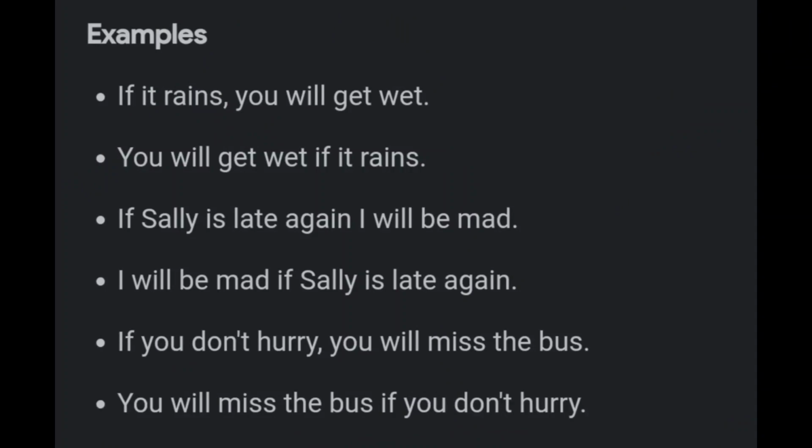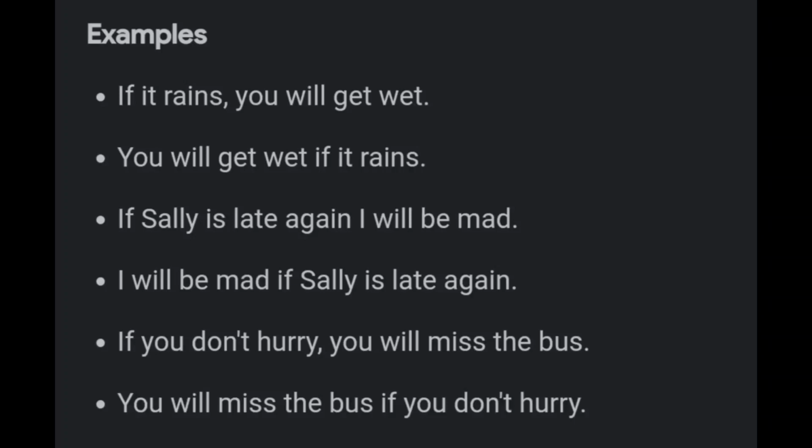Alright, so the last type of if clause that I'm going to describe in this video is if clause type 1. What is if clause type 1, you may ask? It is almost the same thing as if clause type 0. The main difference between type 0 and type 1 is that type 1 is usually something that we anticipate in the present that will most likely happen in the future. Now, it's not 100%, but it most certainly will happen. Just like type 0, type 1 can also be proven from a logical standpoint.